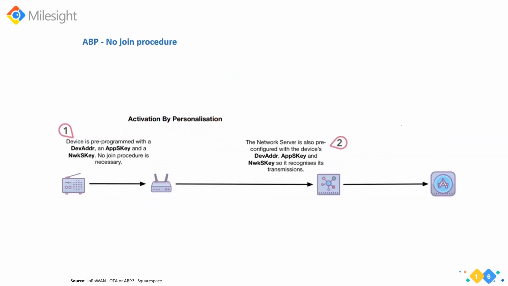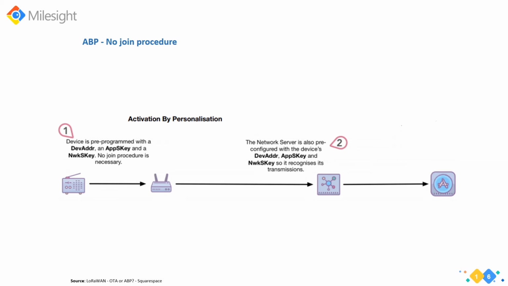And in ABP mode, the activation by personalization mode, the end device does not need a device EUI, does not need an app EUI, neither the app key, okay? Instead, the session keys, the application session key and network session key, and the device address are pre-programmed into the device. And the device is pre-registered onto a specific network in advance.